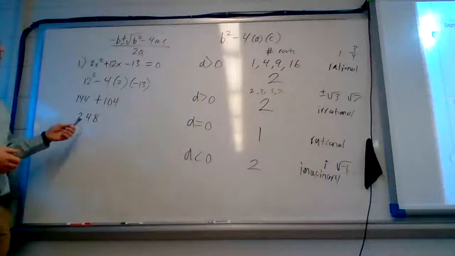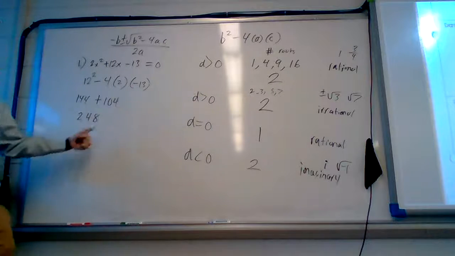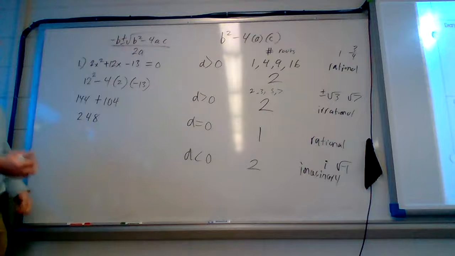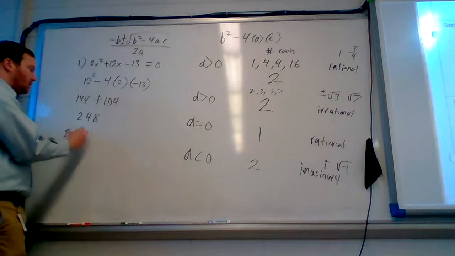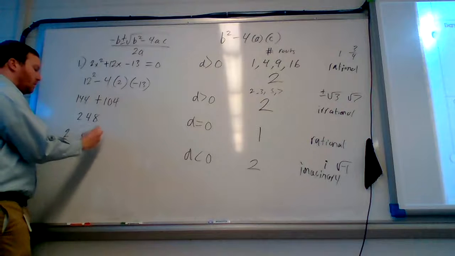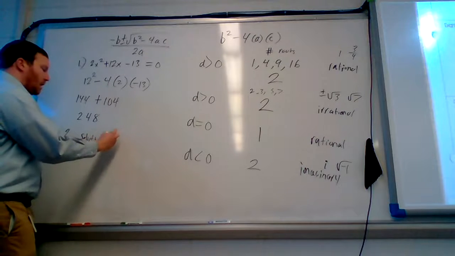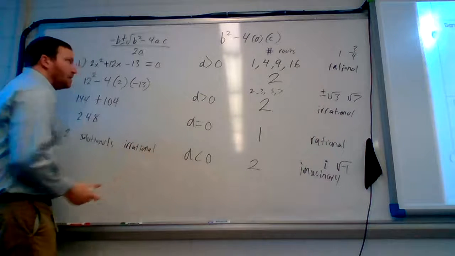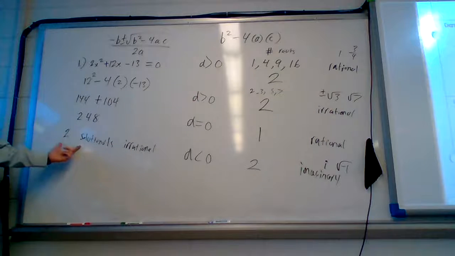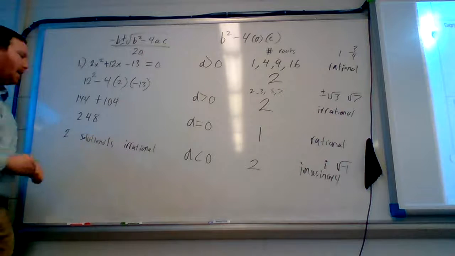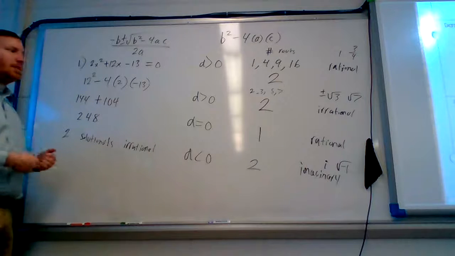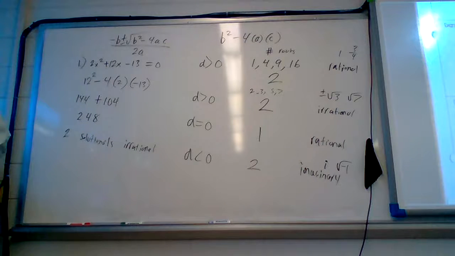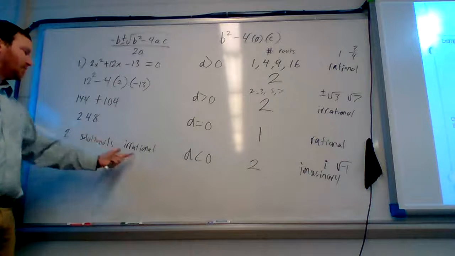So in this case, we have this second option, right? Our discriminant is greater than 0. We're going to have two solutions, and they're both irrational. Okay, so again, all the discriminant is telling us is how many solutions we're going to get and whether they're going to be irrational, rational, or imaginary. On the test, we'll have to write two solutions, irrational? Yeah, just say two solutions, irrational.